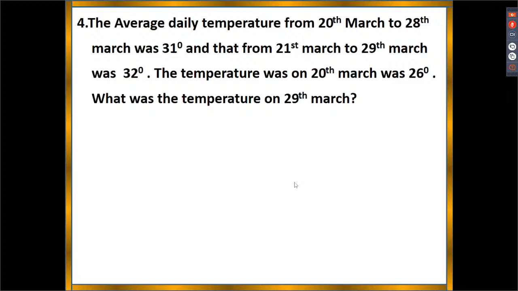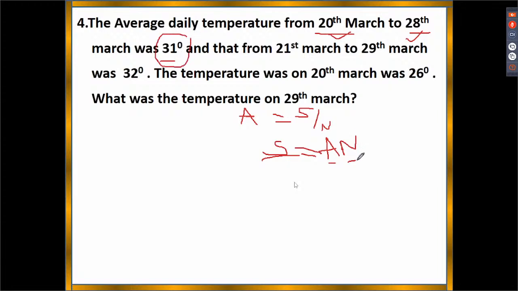So here, first of all, everyone knows the formula related to average: average is equal to S by N. From that, S is equal to A into N. S is nothing but the sum or total, A is the average, and N is the number of days or number of persons. From 20th March to 28th March, including 20 and including 28, the number of days are 9. The average temperature is 31.